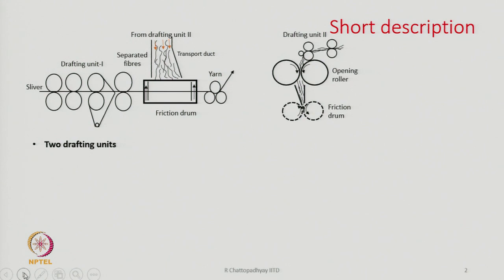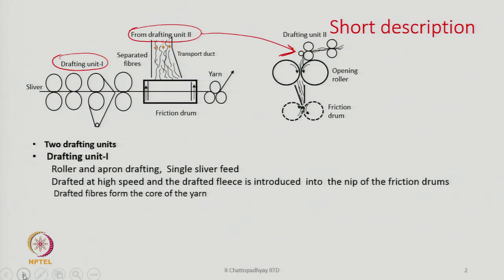In DREF 2 we have only one drafting unit, but in this case there is drafting unit 1 and another drafting unit 2. This is more clearly shown on the right hand side of the diagram. So, there are two drafting units and there is a friction drum. In DREF 2 also we have seen the friction drum.